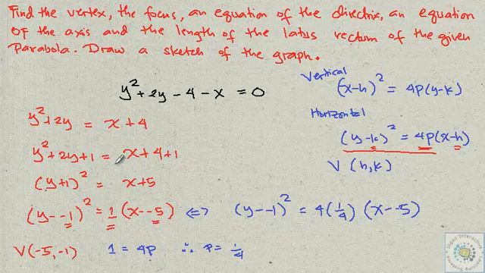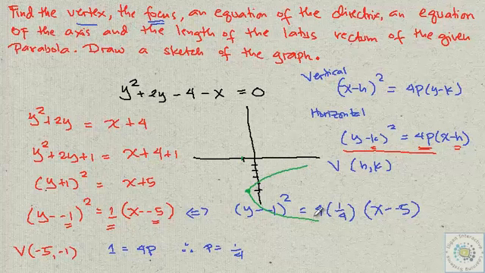Now, we have the vertex. What about the focus? To find the focus, allow me first to draw the graph. Let's sketch the graph so it is easier to find the focus and the other terms. The vertex is (-5, -1). Here is the vertex. When p is positive, the parabola opens to the right, since this is a horizontal parabola that opens either right or left. So the parabola you want to draw looks like that.